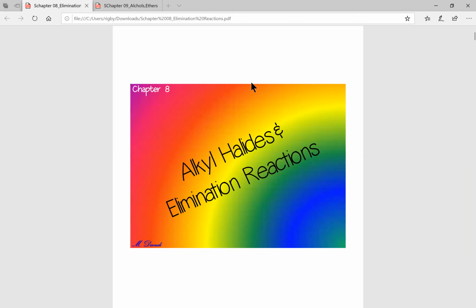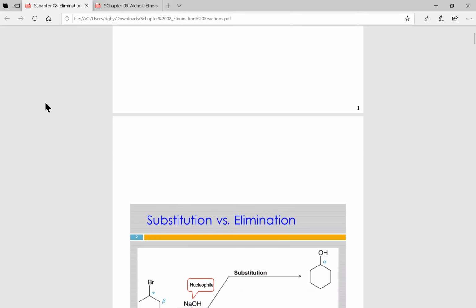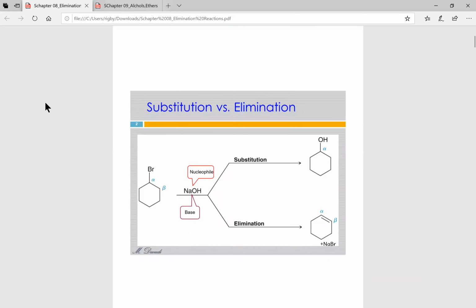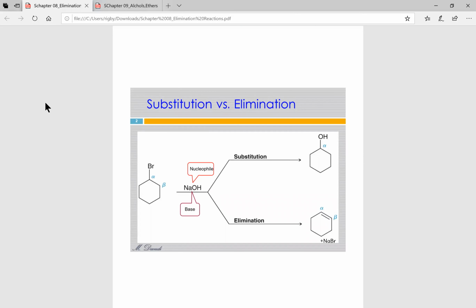Today is June 25th, 2020, and we are going to be talking mostly about Chapter 8, Alkyl Halides and Elimination Reactions, and I'm going to do my best to get into Chapter 9 if we have time. The main focus of Chapter 8 is elimination.